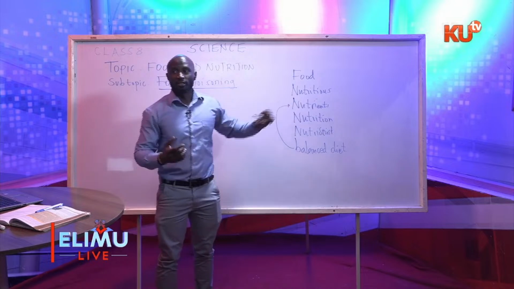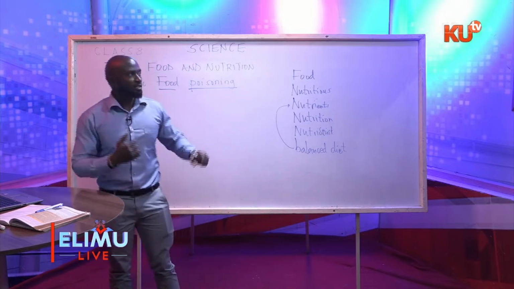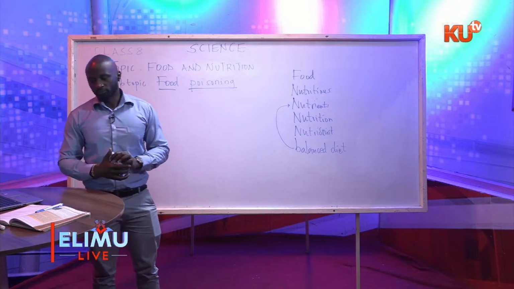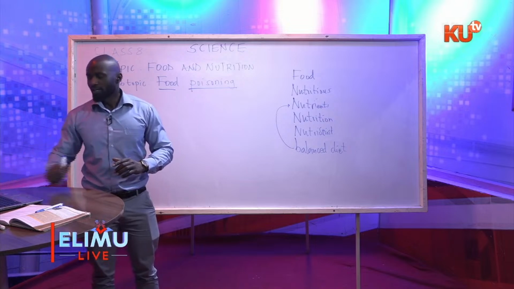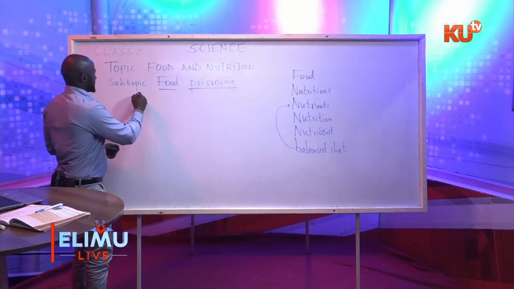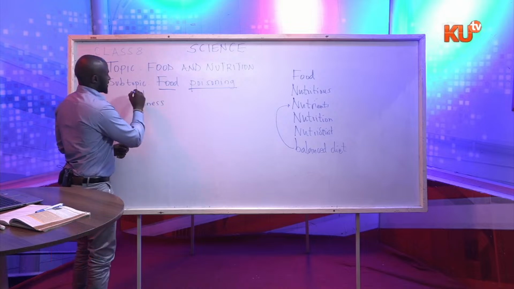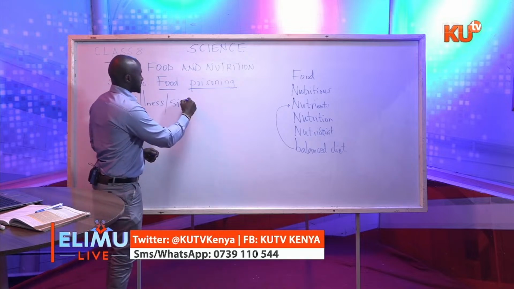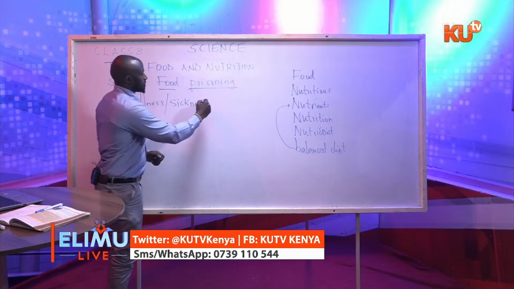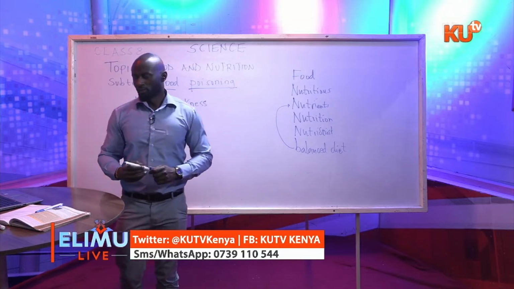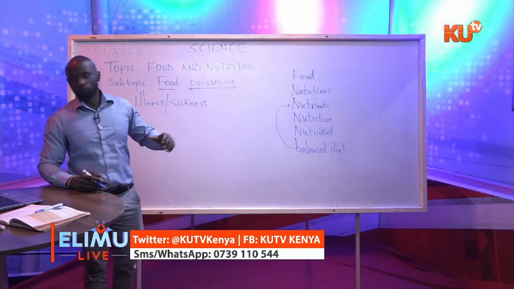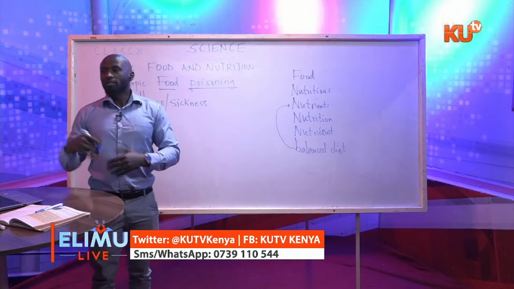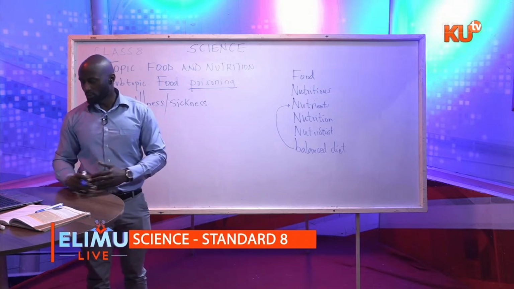And like our nutrients that were helpful, this one is harmful. Now, what is food poisoning? We define food poisoning as an illness. Some books will talk of sickness. Illness or sickness. Now, this one is as a result of harmful substances found in the food. As we consume food, there might be some harmful substances in it that will cause illness in us.